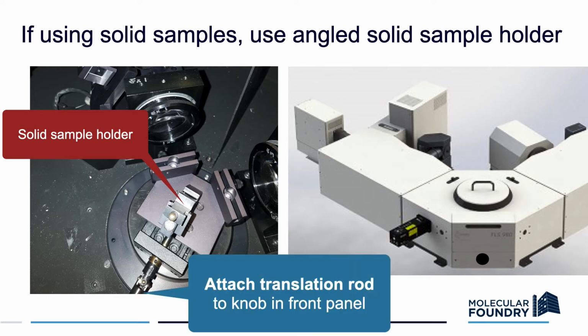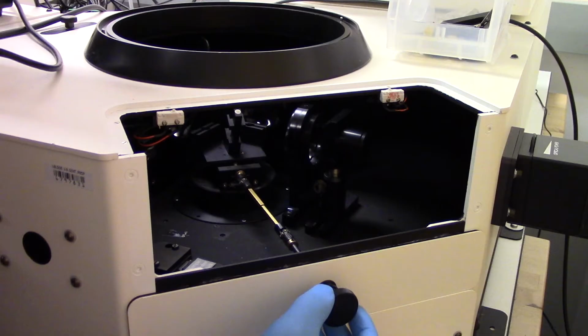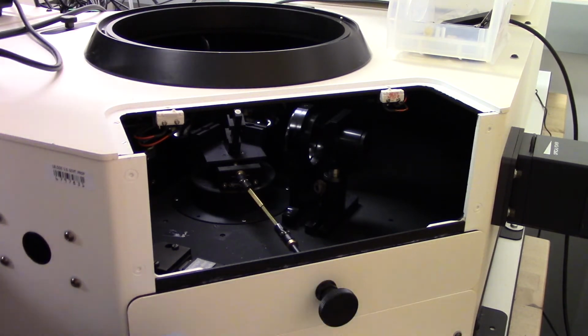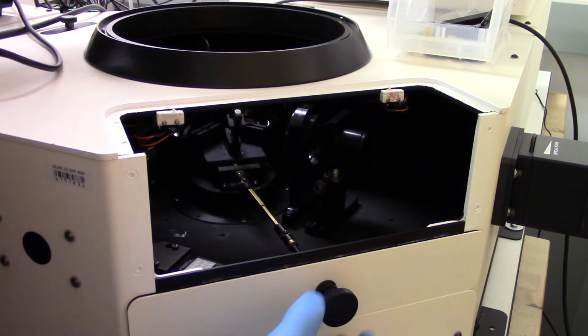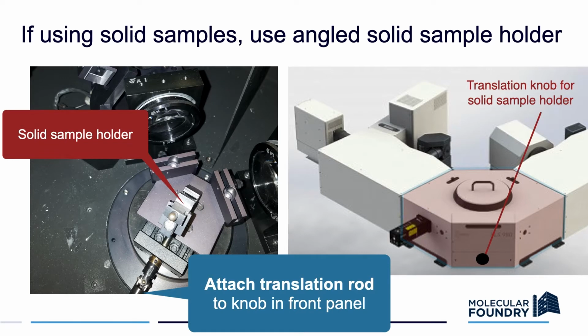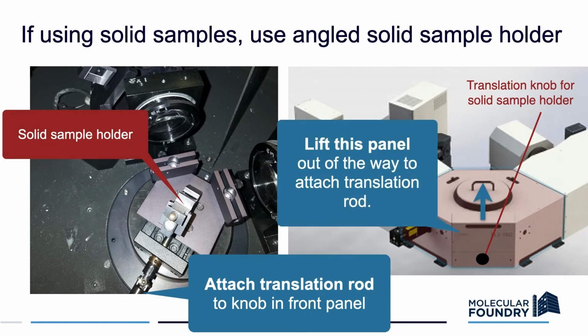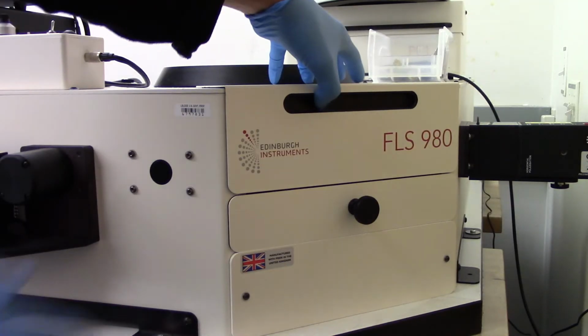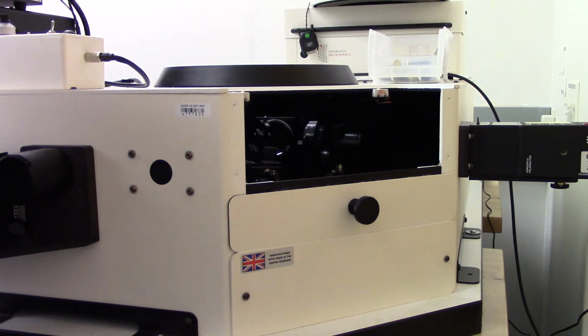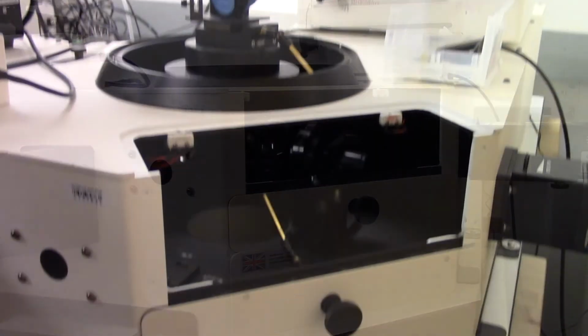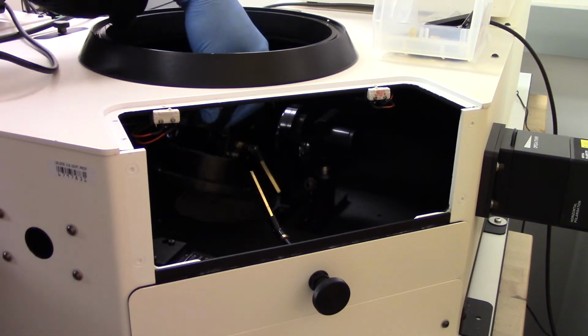Next, you'll attach the translation rod into this moving stage into the front panel of the sample chamber. So the knob is used to rotate the translation rod and then move the solid sample holder back and forth so that it can translate across the beam. This is a little tricky, so you can lift up this panel up and away so that you can reach into the sample chamber a little easier. Look at the video for how I do this.